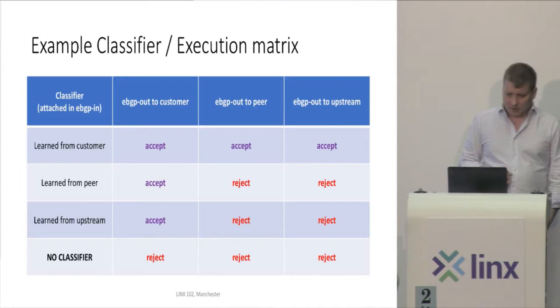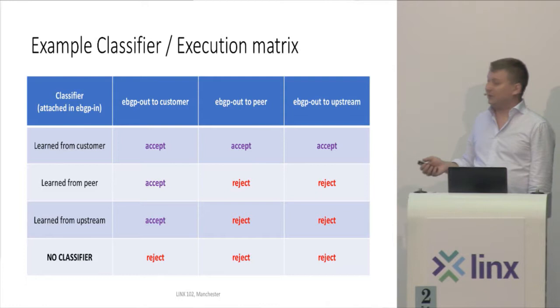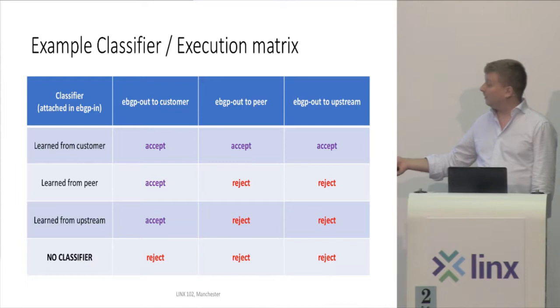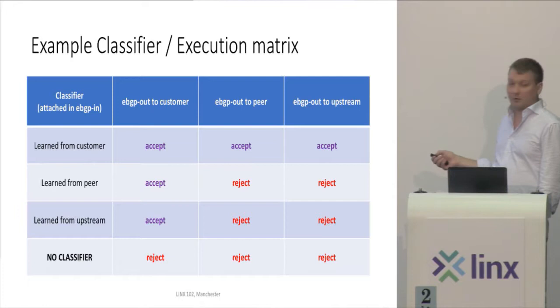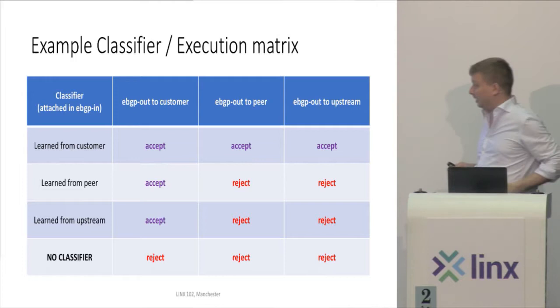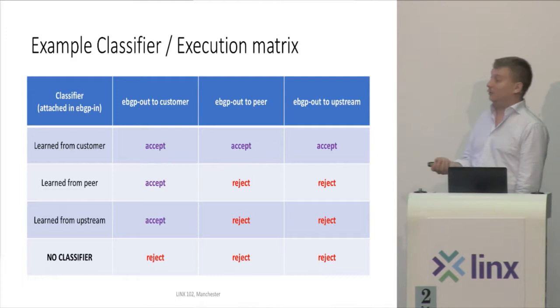So this is the classifier execution matrix for a simple transit network. If the route was learned from a customer, in eBGP out, we will announce it to other customers, to other peers, and to other upstreams. If the route was learned via a peering partner, say private peering or an internet exchange, on eBGP out, such routes will be sent to customers, but will not be propagated to other peers or upstreams, because of course there's no financial incentive to propagate routes from non-paying partners to other non-paying partners. Similarly, if you learn a route from your upstream provider, you will announce it to your downstream transit customers, but you don't want to announce it to peers and upstreams.